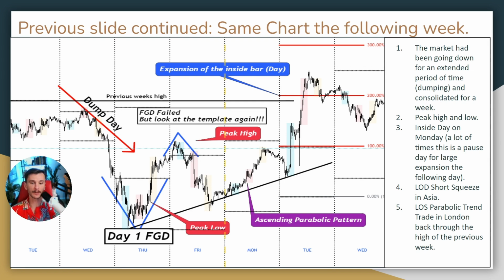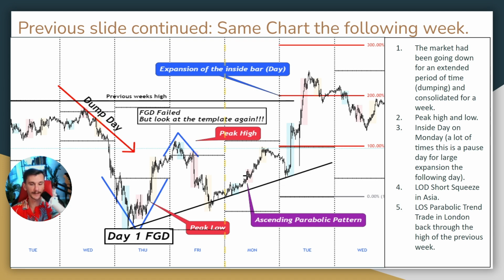This is the same chart, but the week following where they had those two day ones in a row, trying to get longs to go long, trying to get longs to go long, and then dumping down. Now they're inducing shorts. They're getting people to go short. Following week opens up, and then you have peak formation low, peak formation high towards the end of the week.